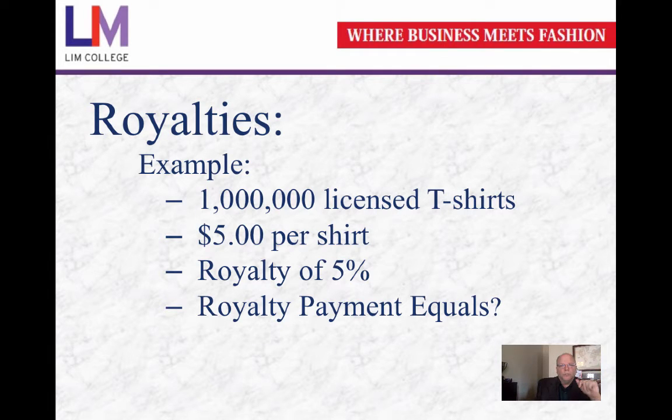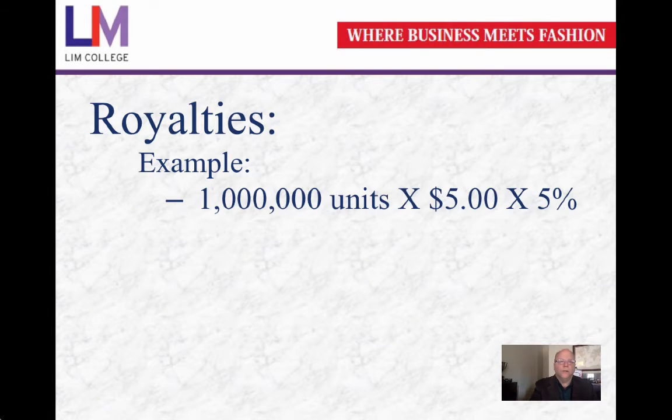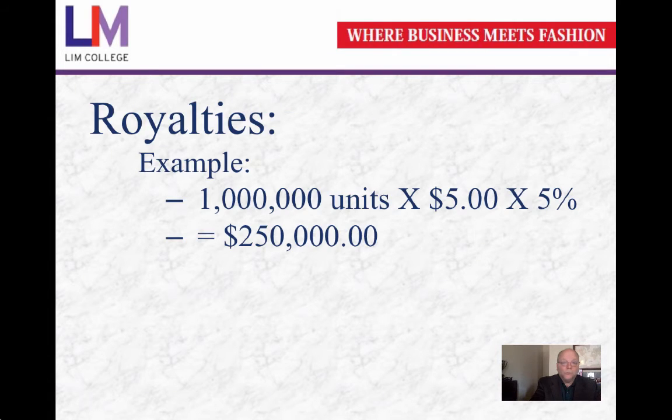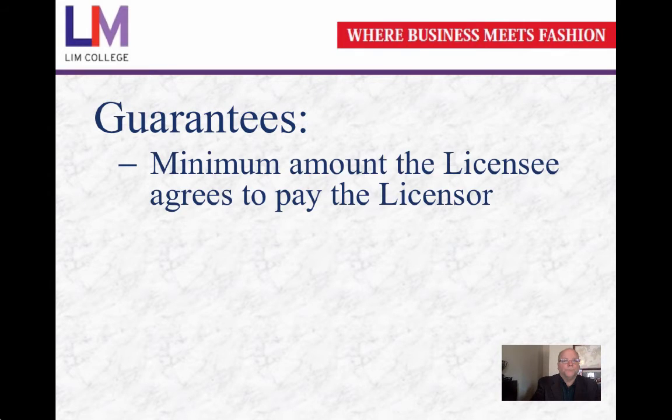Take a minute, figure it out. Got it? Okay. It's 1 million times $5 times 5% equals $250,000. So that's your royalties. Not bad, huh? That's the answer. Just put $250,000. That's the answer for the Dropbox question.